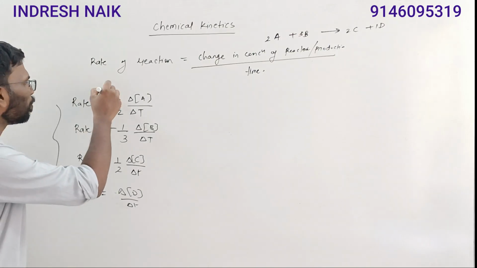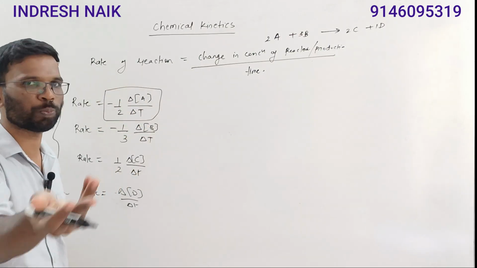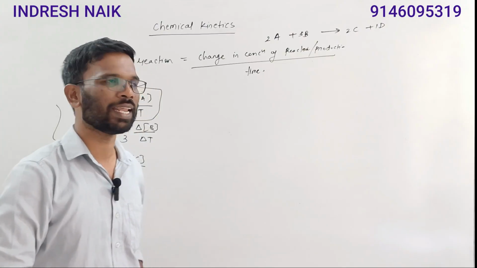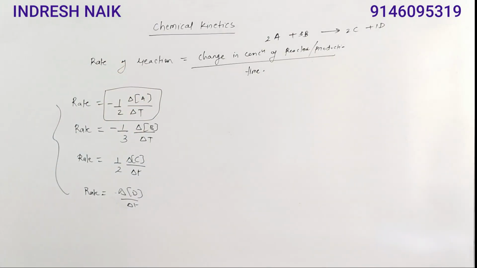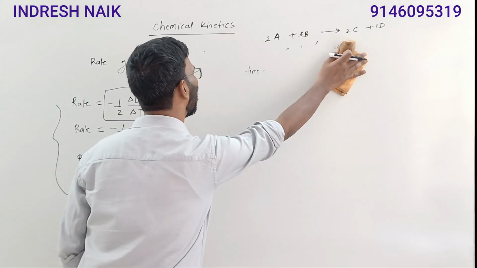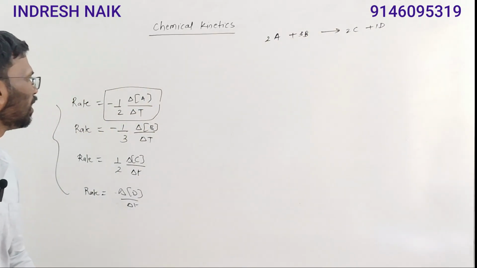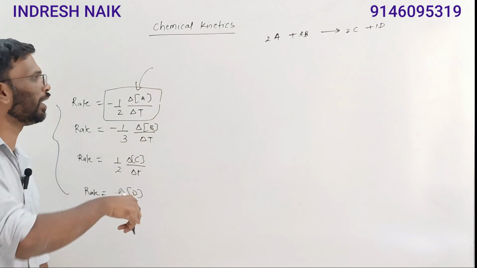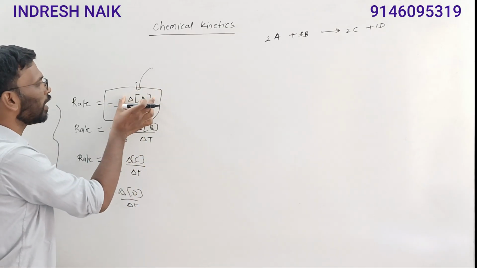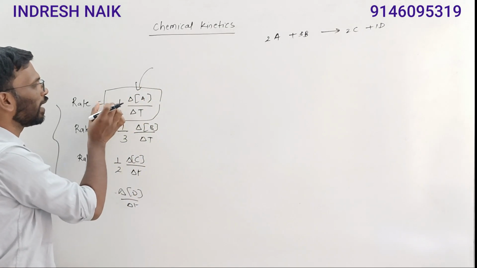Now what is the meaning of this minus sign over here? Rate, speed cannot be negative, but minus sign is there. What does that mean? Is it really a minus? No, it is not minus. It is positive, because this delta A is negative, this difference is negative, and this negative makes it positive.